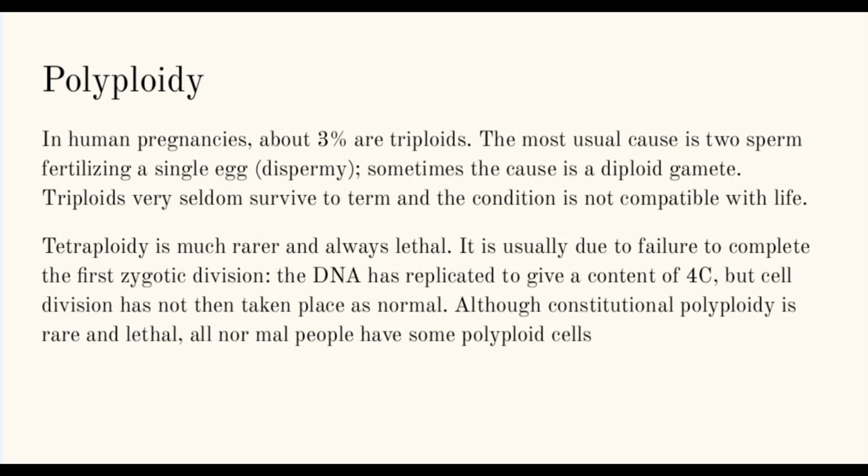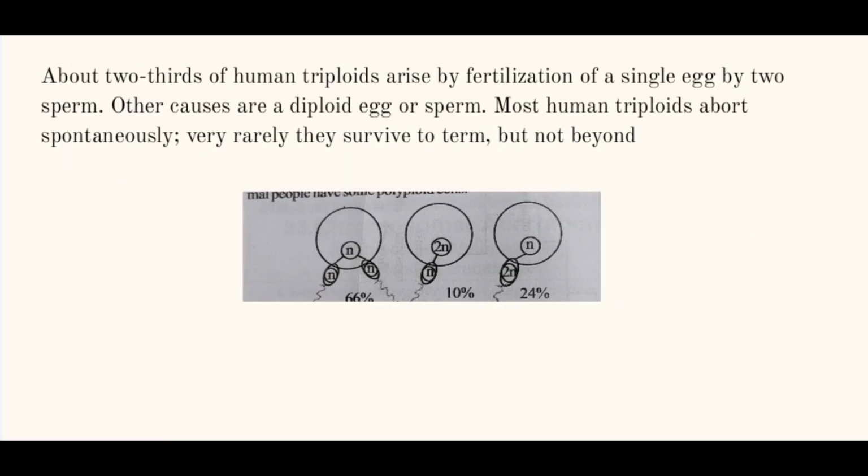The DNA has replicated to give a content of 4C, but cell division has not taken place as normal. Although constitutional polyploidy is rare and lethal, all normal people have some polyploid cells. About two-thirds of human triploids arise by fertilization of a single egg by two sperm. Other causes are a diploid egg or sperm. Most human triploids abort spontaneously. Very rarely they survive to term but not beyond.